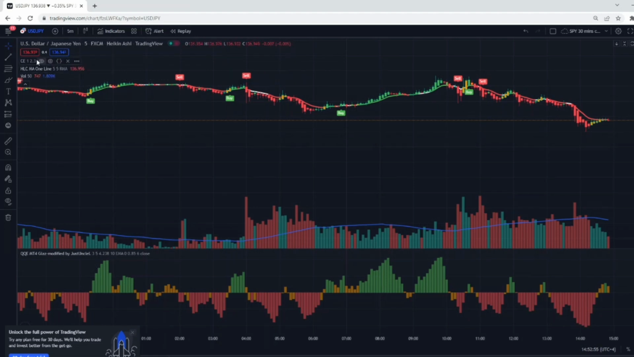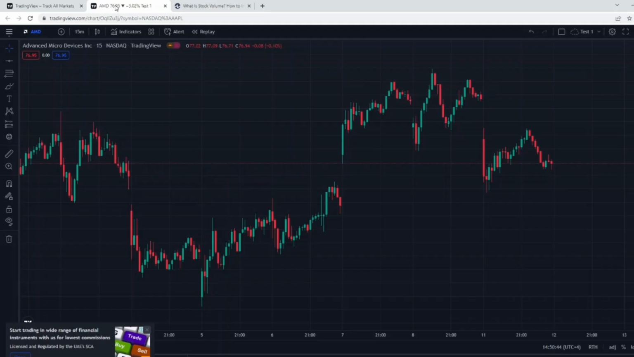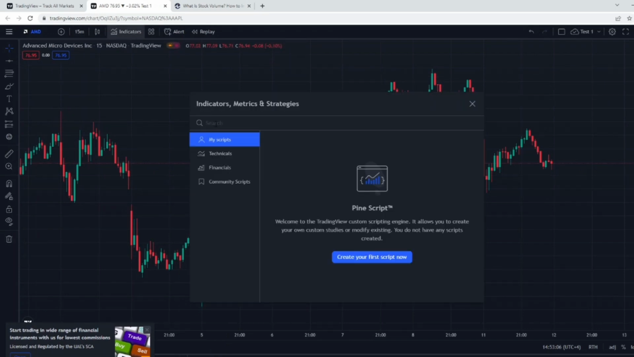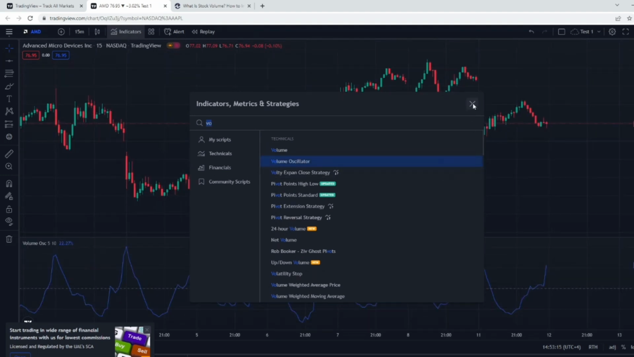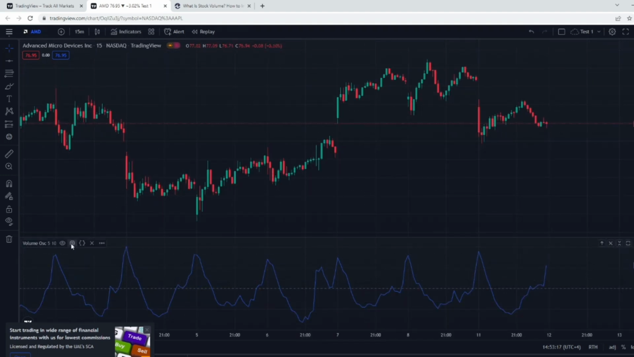If you open the volume oscillator on TradingView, this is what it looks like. We have a plot line and a zero line in the middle. For the settings, if you're trading using a longer time frame like the daily chart, you want to put your settings as 14 and 28. But if you're trading a shorter time frame like the 15-minute chart, then we're using 5 and 20.